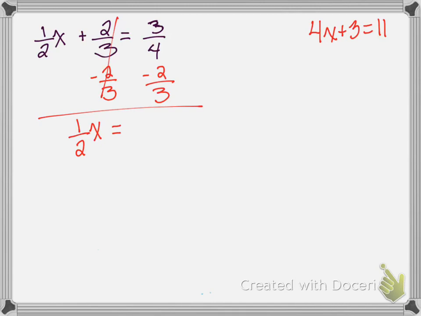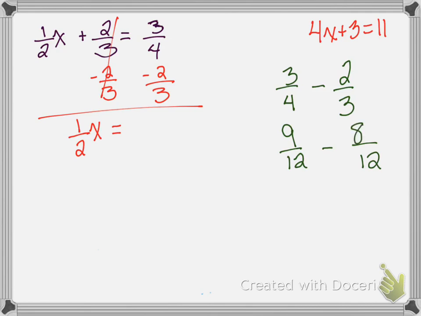But I need to go over here and I need to solve or simplify 3/4 minus 2/3. And to do that, I'm going to have a common denominator. What's a common denominator between 4 and 3? 12. Okay? 4 goes into 12 3 times. 3 times 3 is 9. 3 goes into 12 4 times. 4 times 2 is 8. 9/12 minus 8/12 equals 1/12.